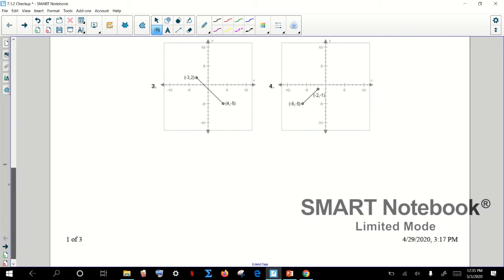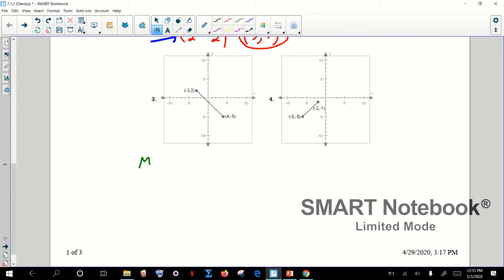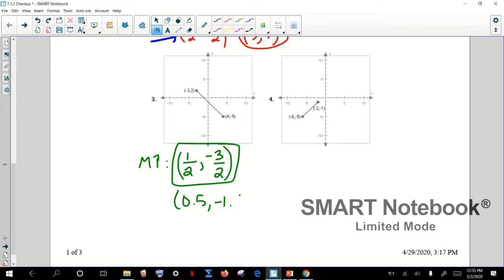Moving on, let's look here. If we want to find the midpoint, add the two x values. Negative 3 plus 4 is positive 1 divided by 2. 2 plus negative 5 is negative 3 over 2. And neither of those can be divided. So you can either write it as this, or you could write it as this. Either way. If you prefer fractions, which is what I prefer, write it like that.